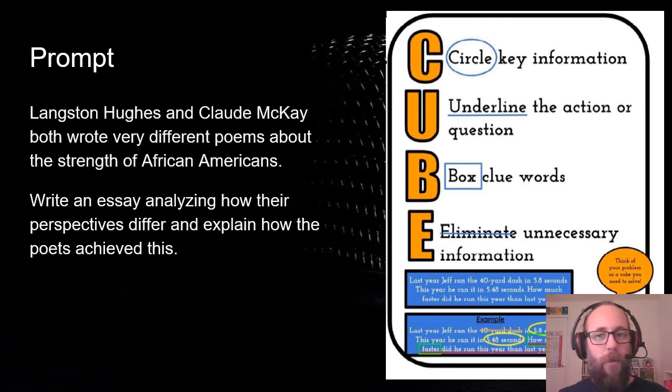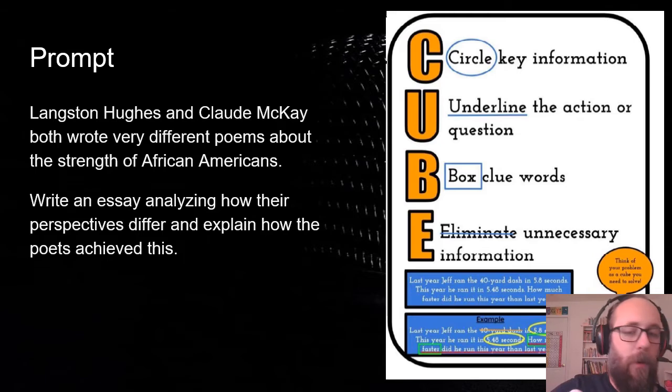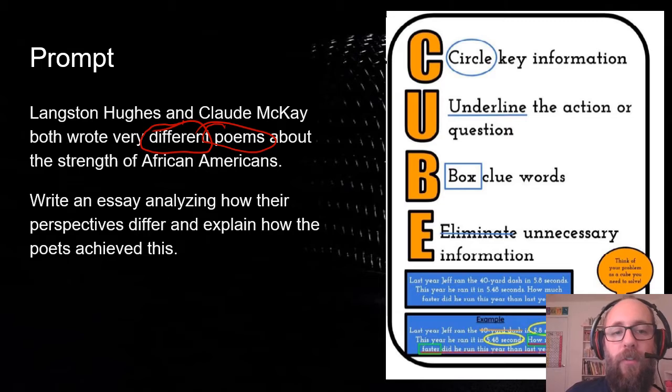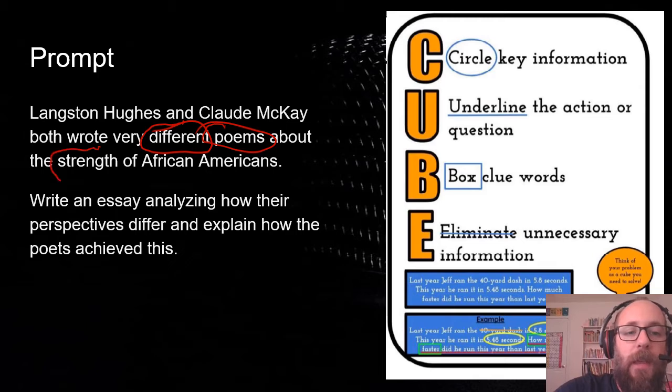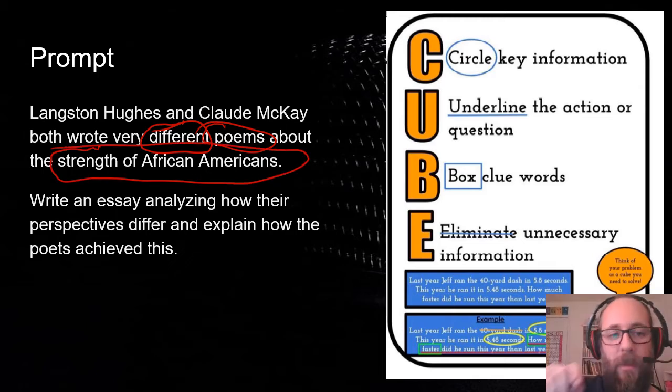So when I go through, I usually look for the action first, but we'll start with key information. So Langston Hughes and Claude McKay both wrote very different poems. Now, that's key information. We need to know that these are very different poems. Okay? And I'll circle poems too. That's key information. About the strength of African Americans. That also sounds like key information here. Write an essay analyzing how their perspectives differ and explain how the poets achieved this.